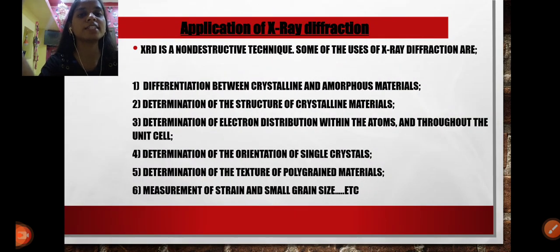Then the applications of X-ray diffraction. There are various applications of X-ray diffraction. It is used for differentiation between crystalline and amorphous materials, determination of the structure of a crystal material, determination of electron distribution within the atoms and throughout the unit cell, determination of the orientation of a single crystal, determination of texture of a polygrain material, and measurement of strain and sample grain size.